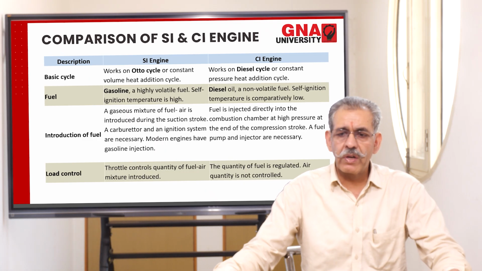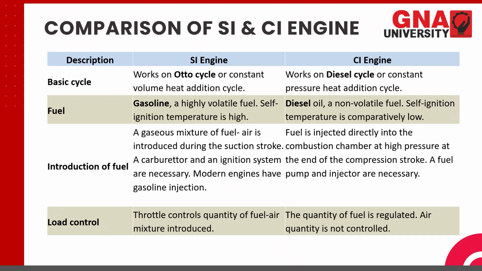Next we will be talking of comparison of SI and CI engines. So first, on the basis of basic cycle. In SI engine, Otto cycle or constant volume heat addition cycle is used. We have already discussed Otto cycle and diesel cycle in the previous lectures. Then CI engines, it works on diesel cycle or constant pressure heat addition cycle. The fuel used in case of SI engine is gasoline, which is also called as petrol. It's a highly volatile fuel. You might have noted the vapors, say, flowing in the air when we move into the petrol stations.